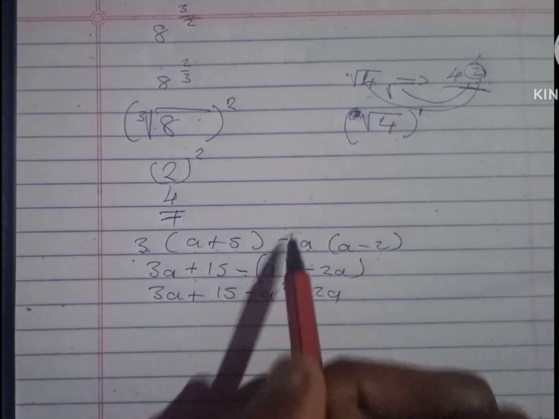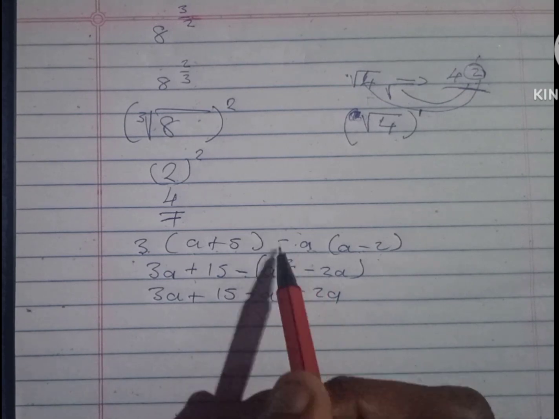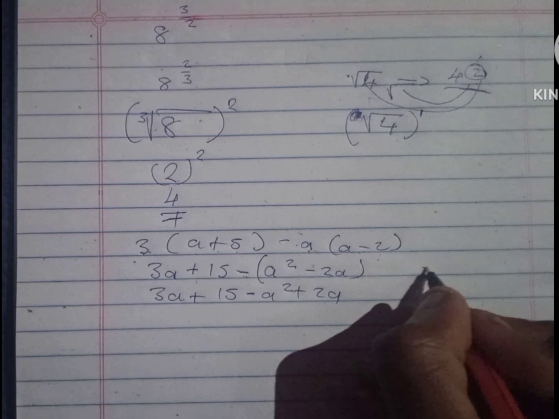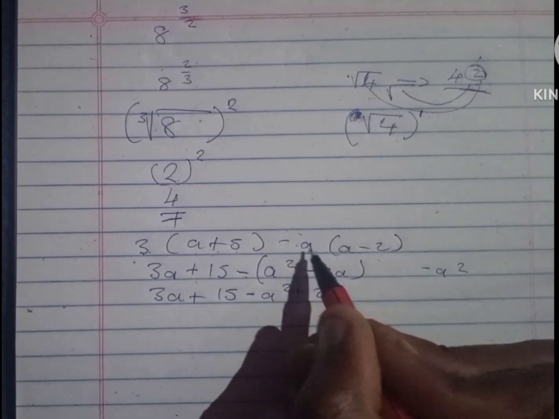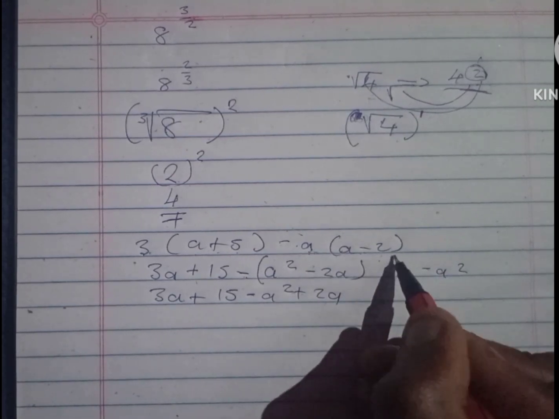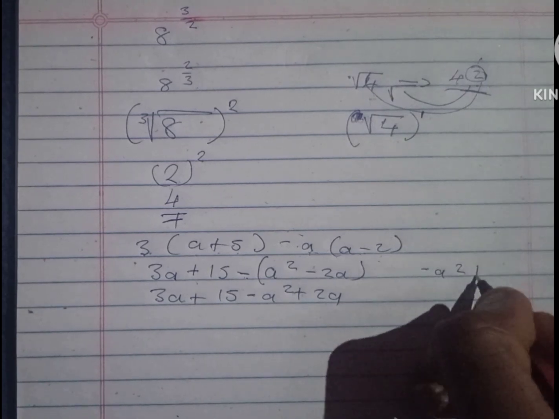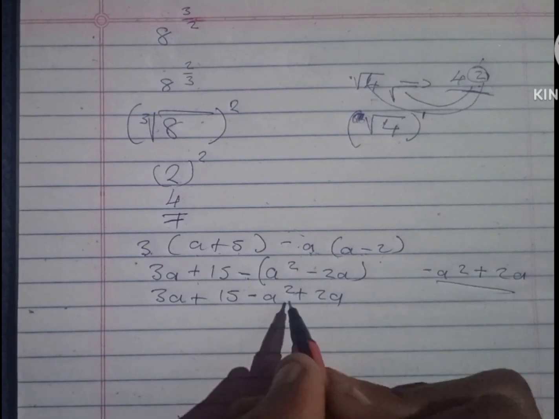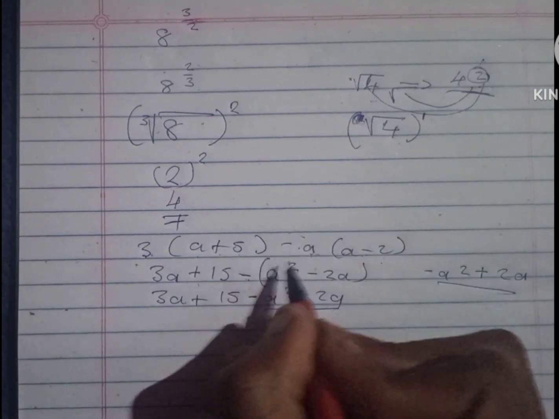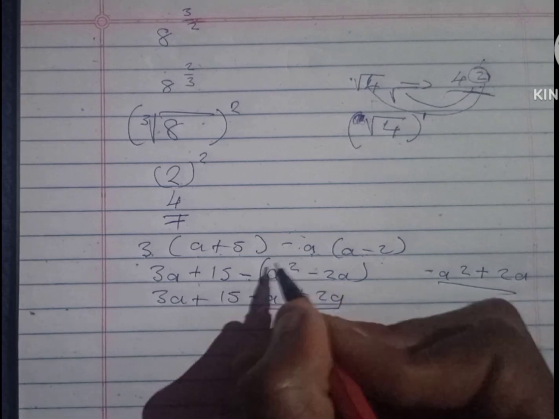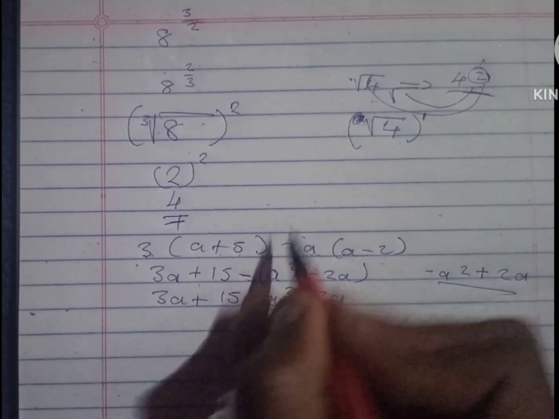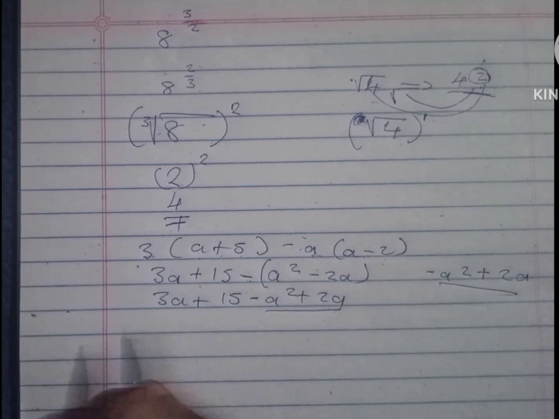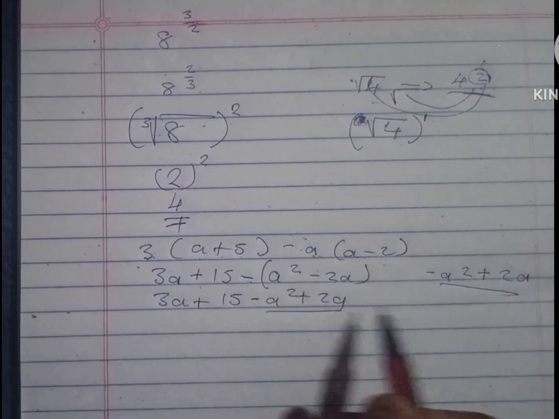So if we took this as a negative a, we would have negative a times a is going to give us what? Negative a squared. Negative a times negative 2, it was going to give us what? Positive 2a, which is actually the same with this one. So if you take this as a negative, you write it as a negative and then you open the brackets. But if you take all this as a negative a, then you just go direct. So from here we're going to proceed.